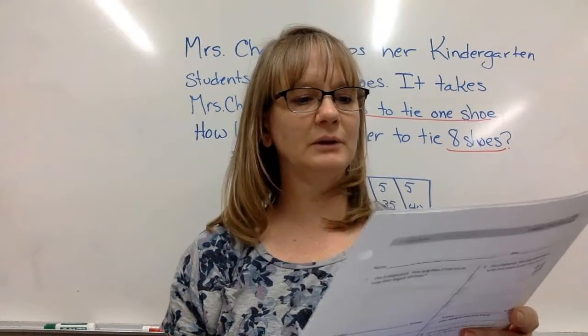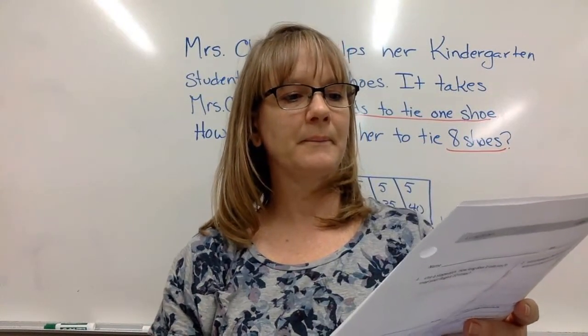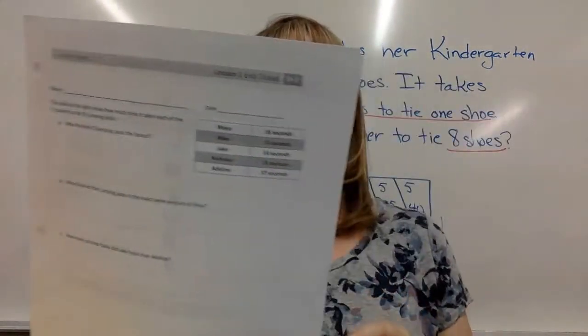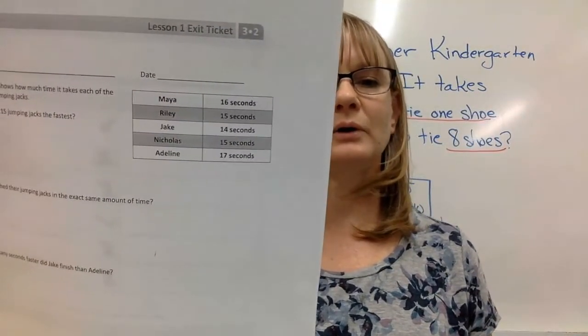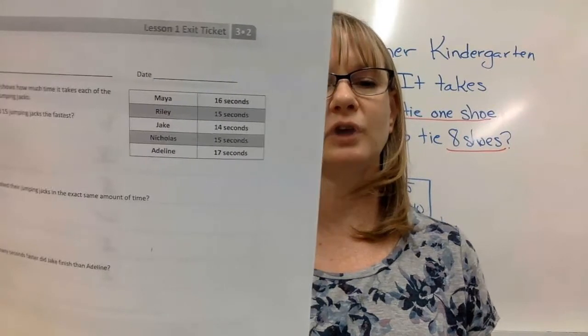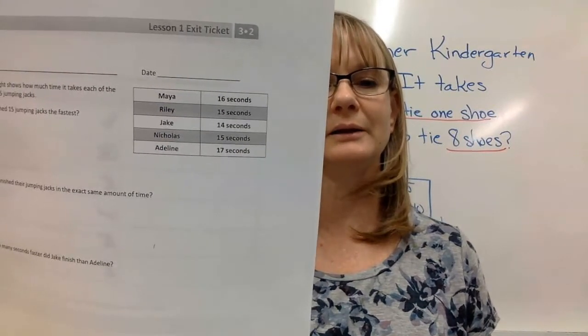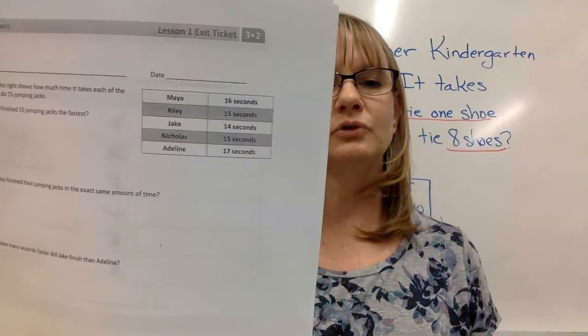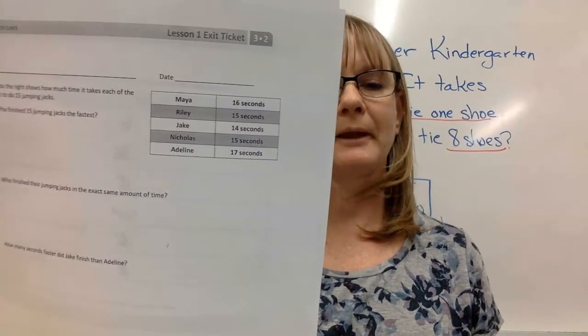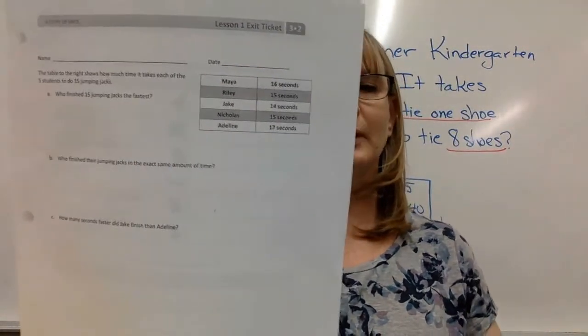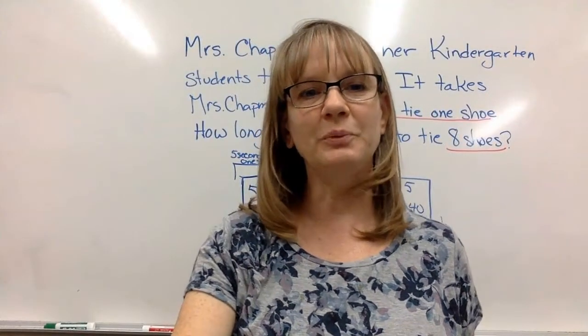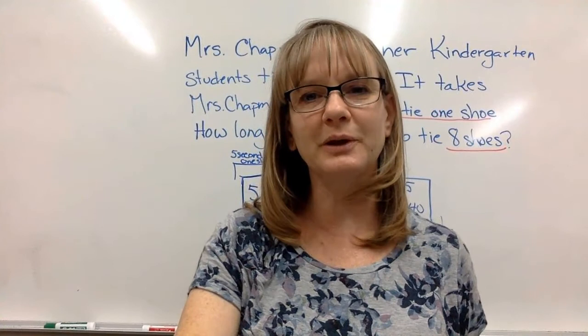One last sheet. You're supposed to look at a chart that says how long it took Maya, Riley, Jake, Nicholas, and Adeline to do jumping jacks. And they all have their time written down. Answer the questions. Looking at that chart, answer the questions. And that's it. Hope you have fun with this and a nice break from multiplication and division.